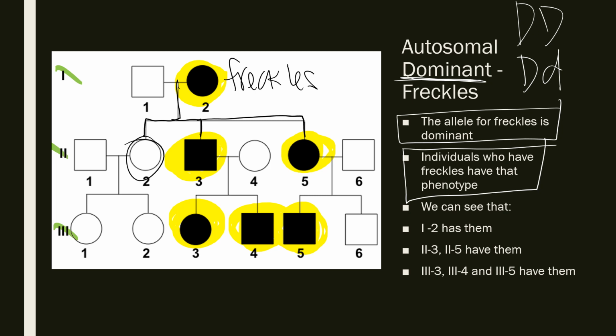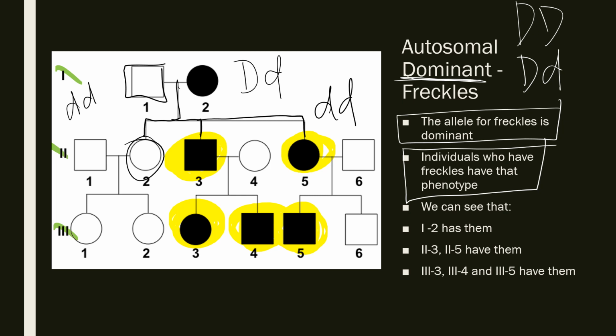However, one of them does not because one of the parents does not. We can assume that parent 1 is recessive, so lowercase d, lowercase d. And we can assume that parent 2 is going to be heterozygous. Now, why can we assume this? Well, we have individuals who don't have that trait. In order for us to have a recessive trait show up, we need to have 2 recessive alleles in their genotype. However, it is more frequently occurring that freckles show up. So we know that this trait is autosomal dominant based on the inheritance pattern that this family displays.